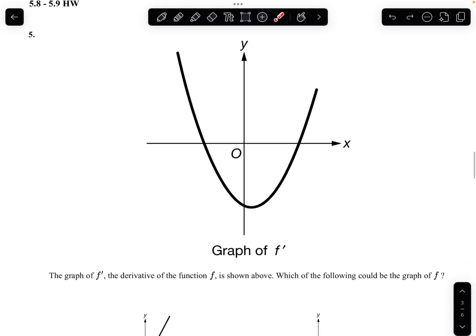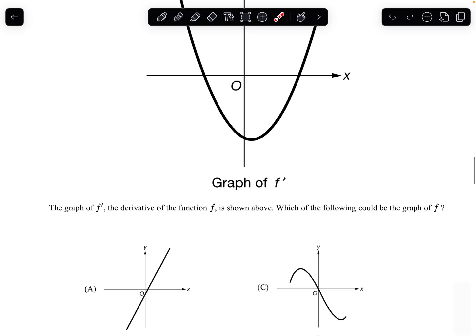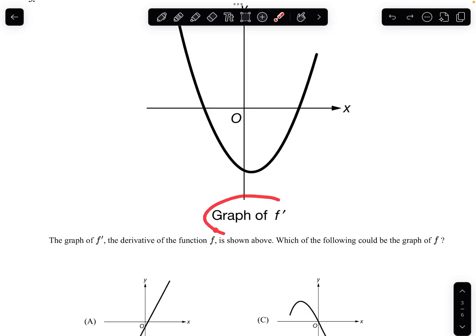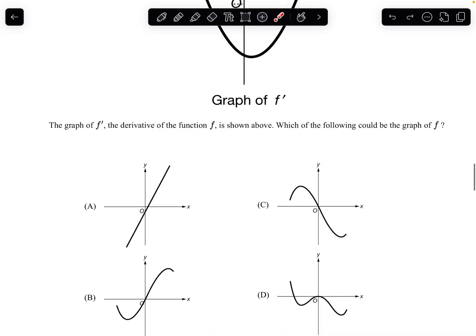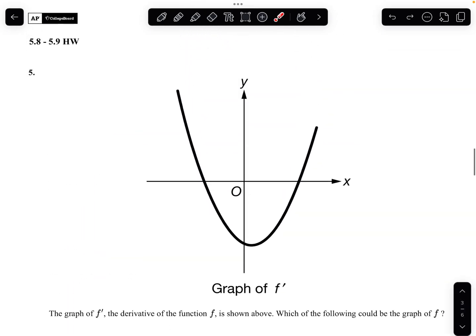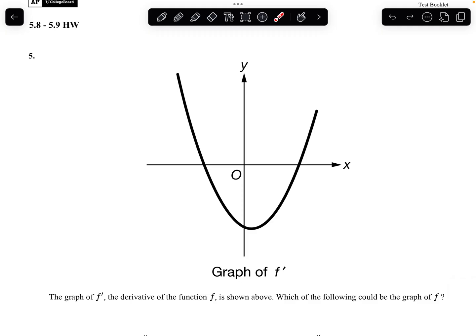All right, for 5. The graph of f prime, the derivative of f, is shown above. Which of the following could be the graph of f? So again, we've got the graph of f prime, and these graphs are the graphs of f. So what do I need to look for here? You can jot down some things that you already know. You can see here that f is decreasing right here, so that tells you that f prime has to be negative. And then right here it changes, so f prime has to be positive.